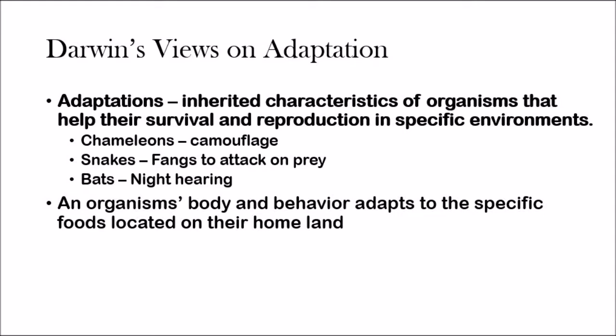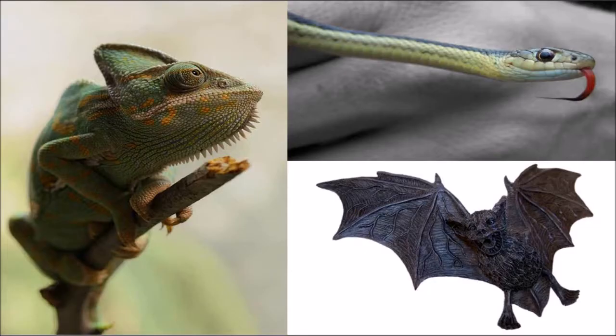Let me give you a few more examples here. Chameleons have the adaptation of camouflaging with their environment so that they don't get attacked by predators, and they don't become prey. So that would be an example of an adaptation. Snakes have fangs in their mouths, which helps quickly inject venom in their prey in order to kill it. That's another example of an adaptation. Bats have night hearing, and they can use echolocation to navigate in the dark when there's no light. That's another example of an adaptation.